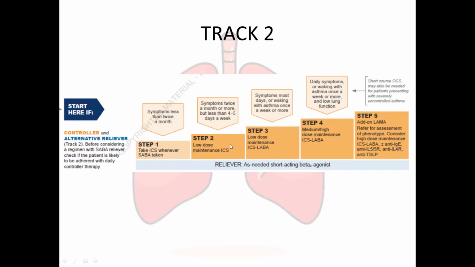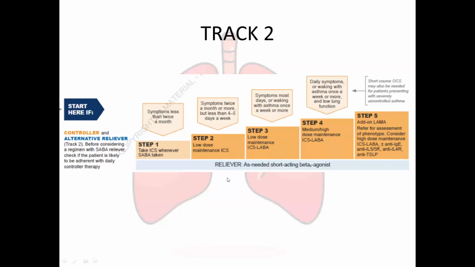Here in step 2, a low dose ICS is given as maintenance, low dose inhaled corticosteroid. Then in step 3, a low dose ICS LABA combination is given as maintenance along with an as needed short-acting beta-2 agonist. In step 4, you can use a medium to high dose ICS LABA combination for daily maintenance along with a short-acting inhaler like salbutamol. Then in step 5, add-ons like LAMA and also biologicals like anti-IL-5, anti-IgE, etc.